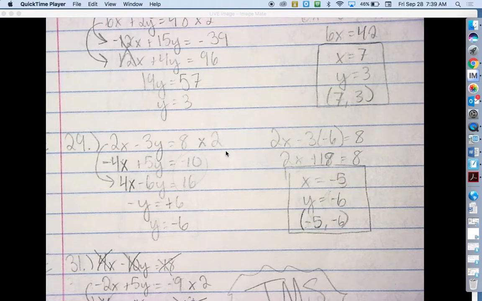Then I plugged negative 6 into the top equation again to solve for x, and I got 2x minus 3 times negative 6 equals 8, which is 2x plus 18 equals 8. When you subtract 18 and divide by 2, you get x equals negative 5, y equals negative 6, and the ordered pair is negative 5, negative 6.